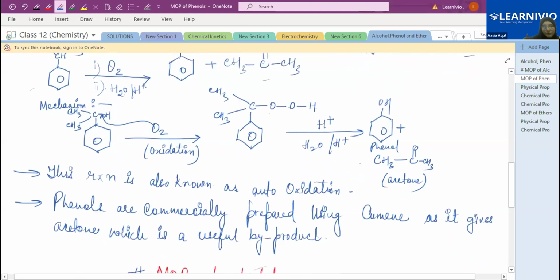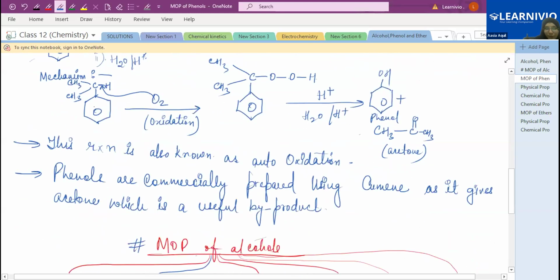Now let's understand the mechanism. This is your cumene, the isopropyl benzene structure, CH with two methyl groups attached. Now what happens in the first step? You are supposed to do the oxidation, the addition of oxygen. Where? Between this carbon and hydrogen bond in the cumene. You are supposed to add two oxygens between this carbon and hydrogen, and you will get this structure.